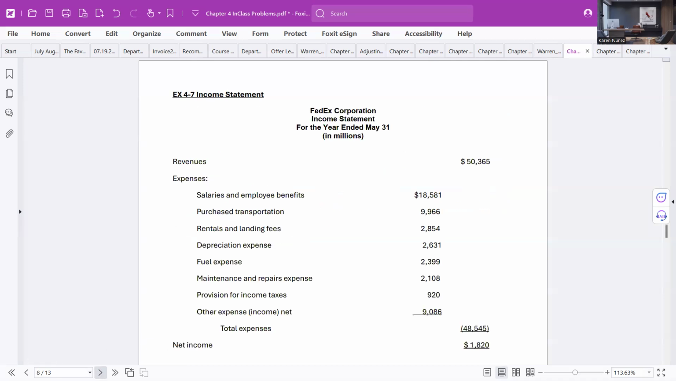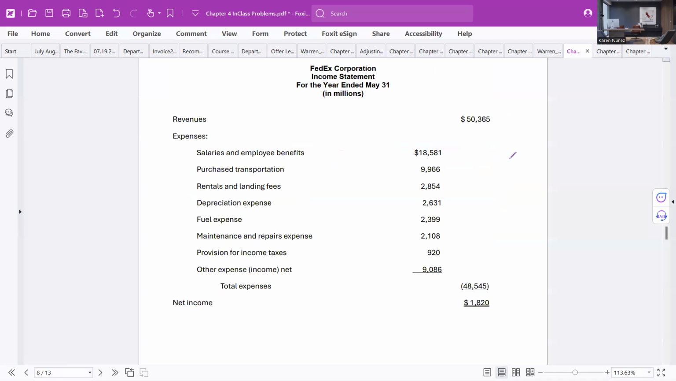So let's scroll down here and take a look at this income statement. There's our revenue, right? And then we want to list all those expenses in order of magnitude. Put a total in for the expenses and subtract it from the revenue. We've got income because the revenue exceeds the expenses. 50,365 of revenue, 48,545 of expenses. And that's what we need.